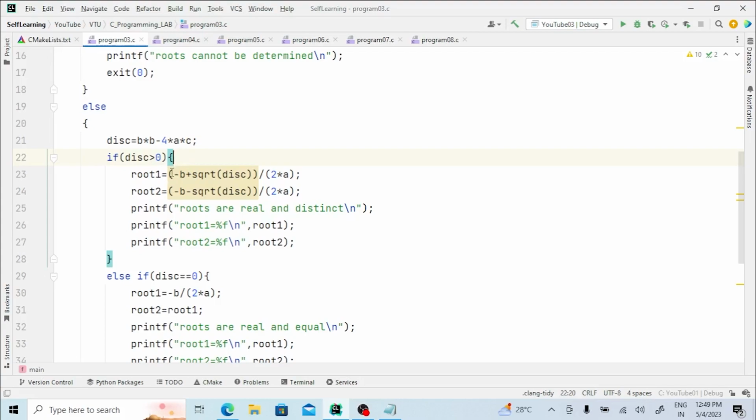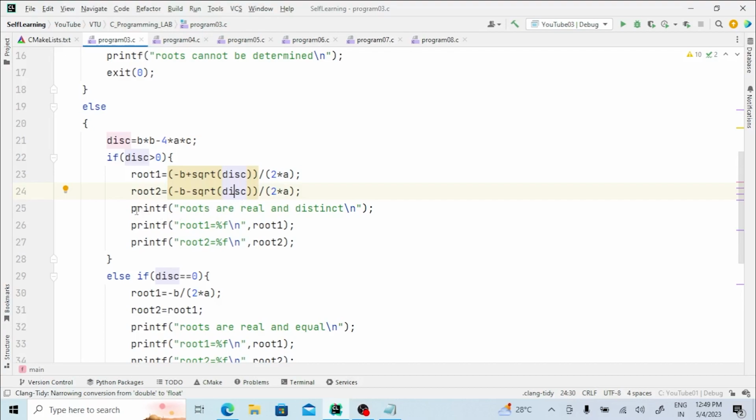So here, as we have the formula as minus b, the first root will be minus b plus square root of the discriminant, and the entire thing has to be divided by 2 into a. Again the second root, the root 2 variable, here we are going to store the second root as minus b minus square root of discriminant, and the whole has to be divided by 2 into a.